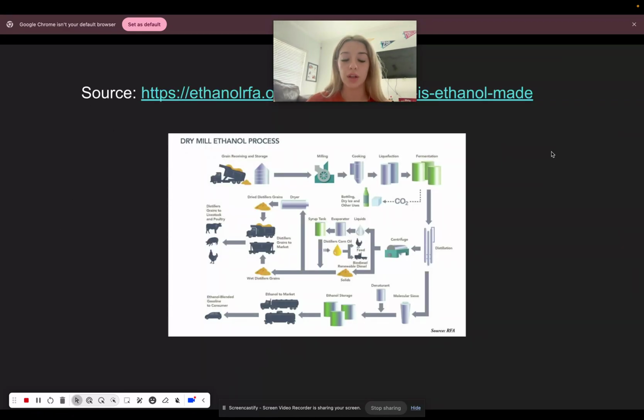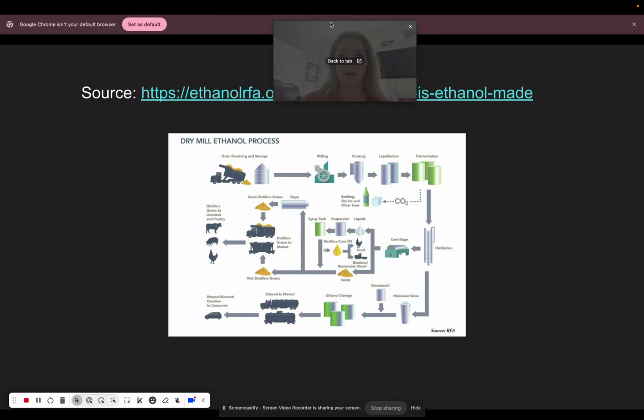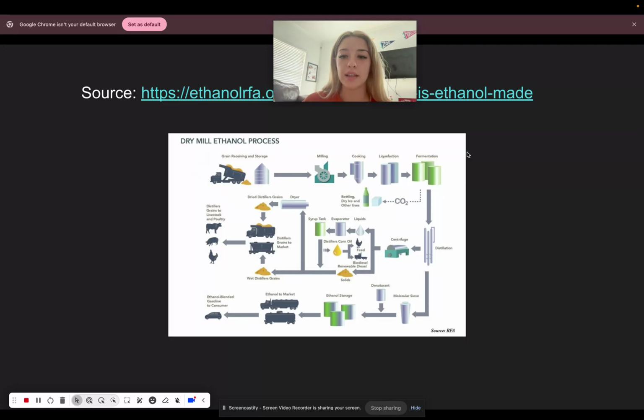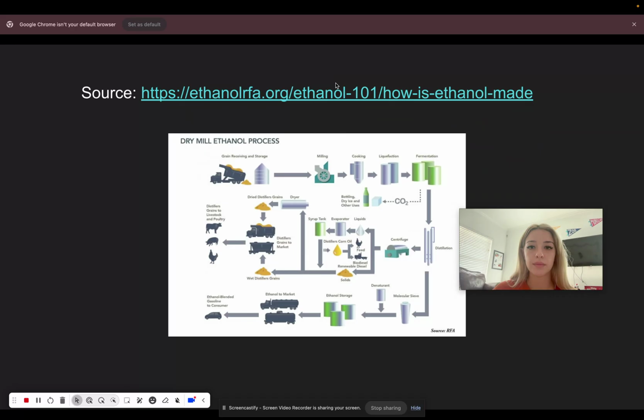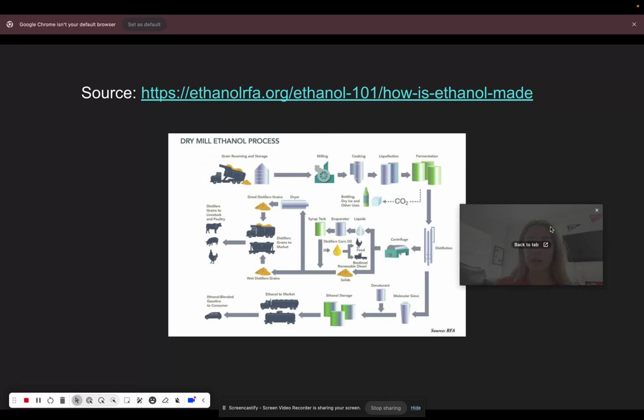So here's a visual of that process. This chart has a lot going on, but the main process that I was referring to can be found right here. I also like it because it shows the byproduct of carbon dioxide from the fermentation, like what other usage that can lead to. And then here's the source right here. I don't really know if you can see it. There it is.